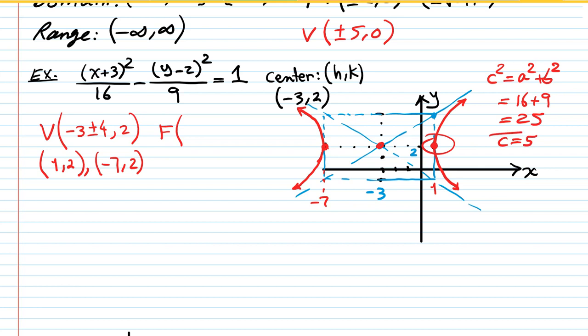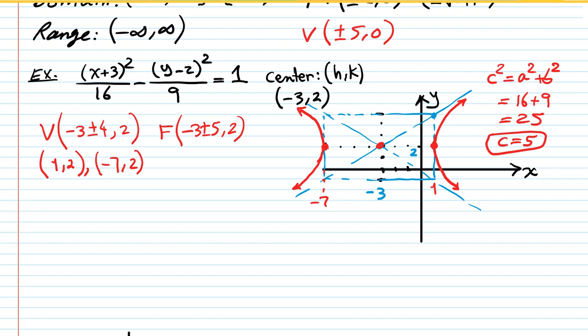I was going to write it and just put 5. Okay, so c is 5. That means the foci are going to be from negative 3, you go to the right 5. From negative 3, we go to the left 5. This is going to be negative 3 plus minus c now, and the same height. The vertices, foci, and center are collinear. They all lie along the same straight line.